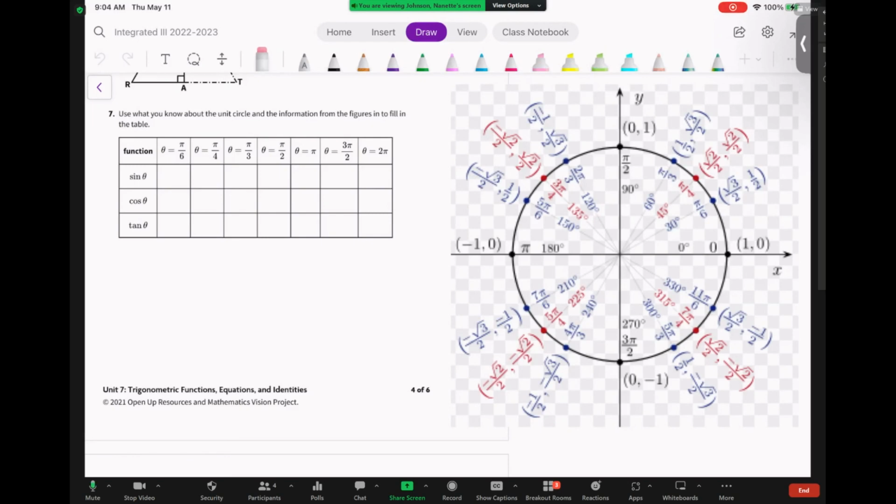It says use what you know about the unit circle and the information from the figures to fill out the table. I think I've shown you how to do this by not using the unit circle, so I want to take a second to show you, in case you want to use this to verify your information, or maybe you don't like the other way and this way you connect a little bit more.